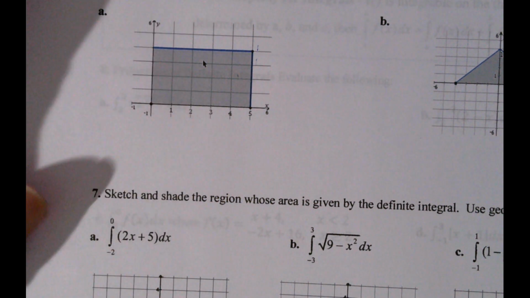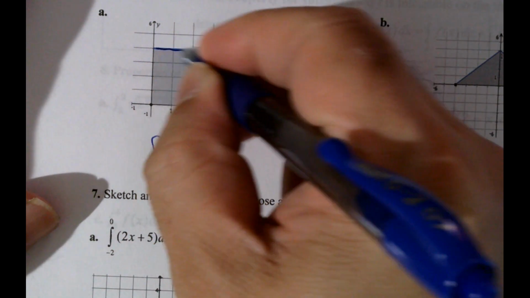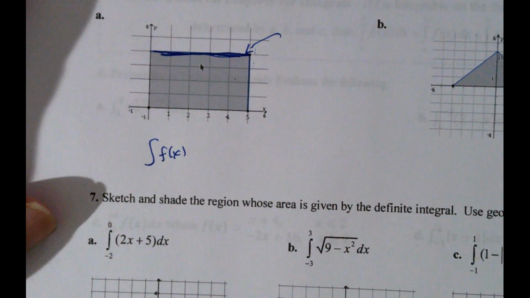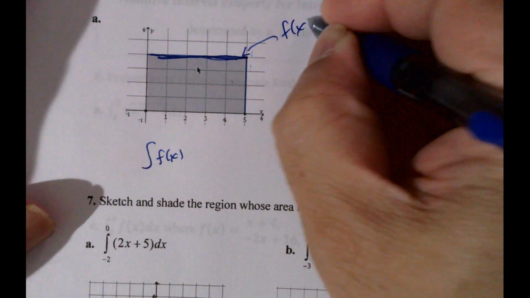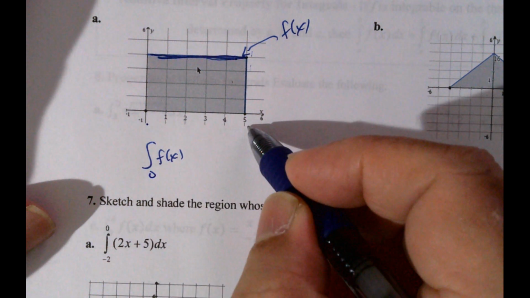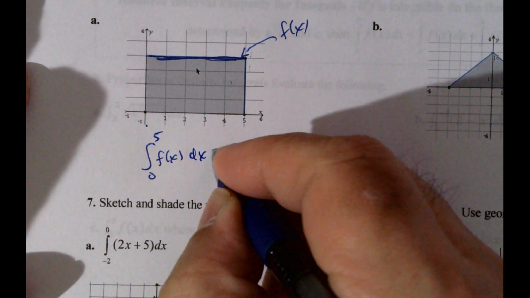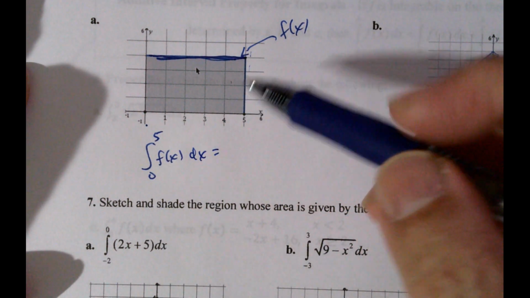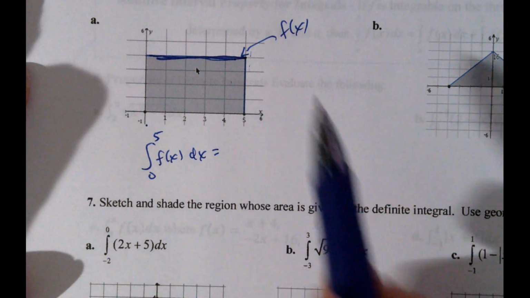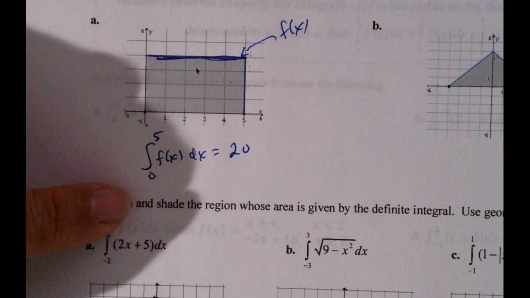So here, we have some function f. This will be the function f here, the horizontal line. That's the function f, and a is the lower endpoint, which would be 0, and b is the higher endpoint, which is 5. The area of this, you just find like a normal rectangle. So it's 5 by 4, so it's 20. That's the definite integral of this function from 0 to 5. All right, moving on to the next one.